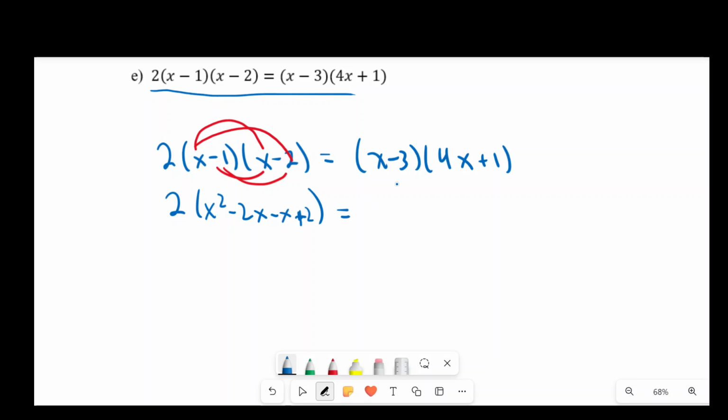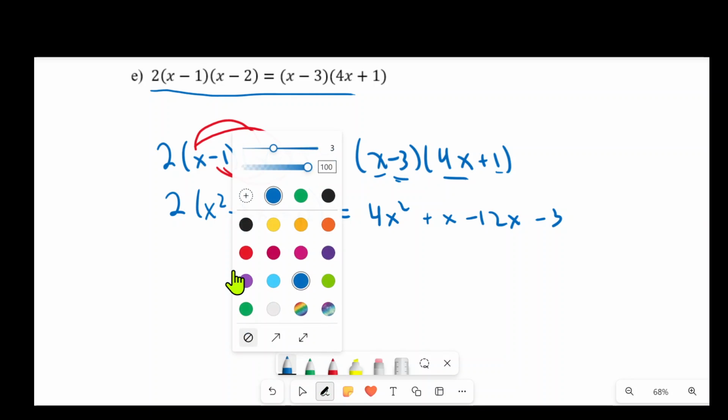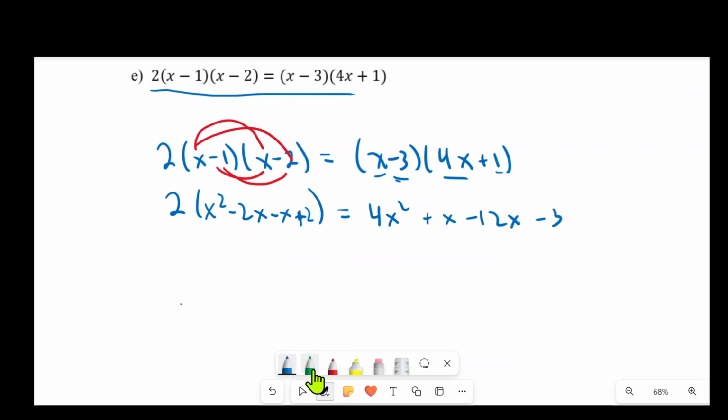So let's do the same thing on the left. I'm not going to put a bracket this time because there's no number multiplied in front of this. So I'm just going to multiply x times 4x, and then x times 1, +x, -3 times 4x, and then -3 times 1. So let's see what's going on. Now on the left, I still have 2 times that bracket.